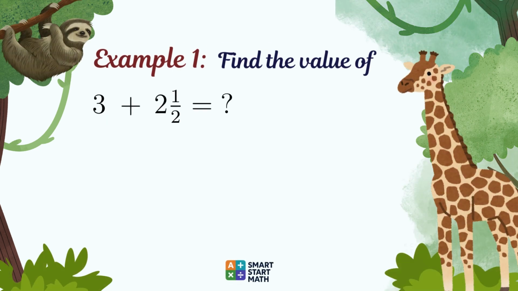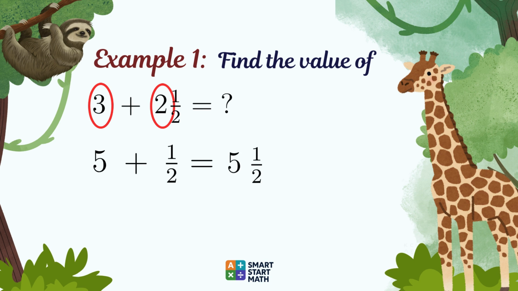Example 1. We have 3 plus 2 and 1/2. As you can see, a mixed number has two parts, a whole number and a fraction. In this example, we add the whole numbers first. 3 plus 2 is equal to 5. Now we add the fraction part. 5 plus 1/2 equals 5 and 1/2. So the value of 3 plus 2 and 1/2 is 5 and 1/2.